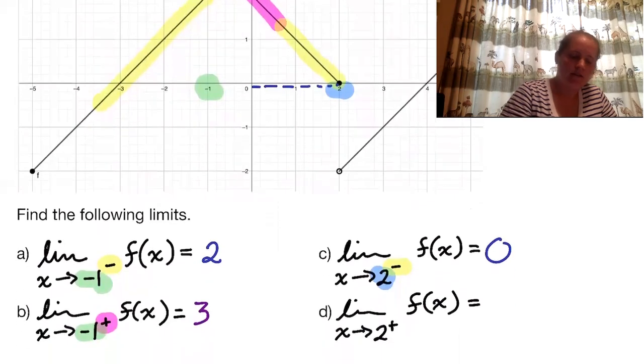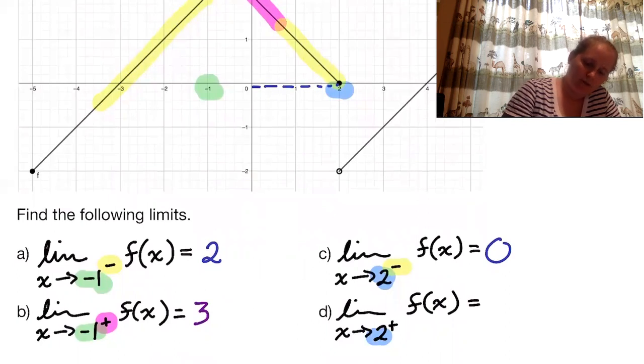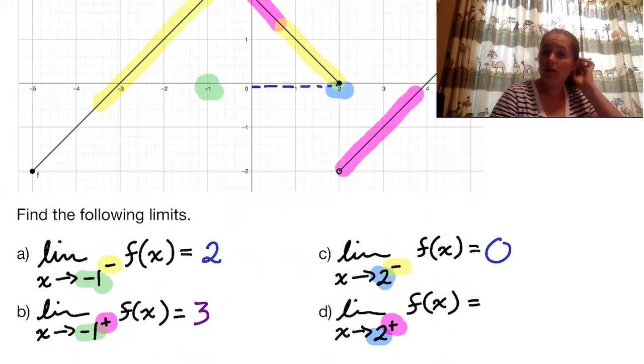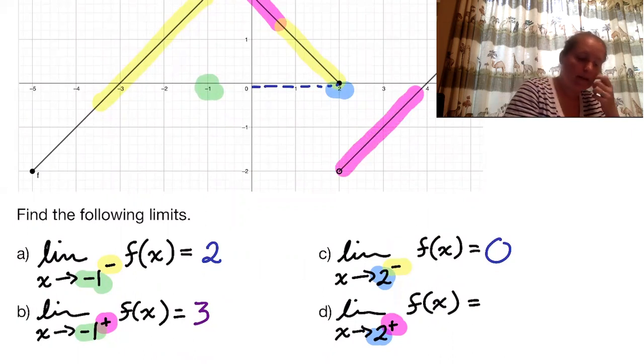And then next one, approaching 2, this time we're going to come from the positive side of the number line, coming from the right. We start above 2, work our way backwards. And the y value we are approaching appears to be -2.